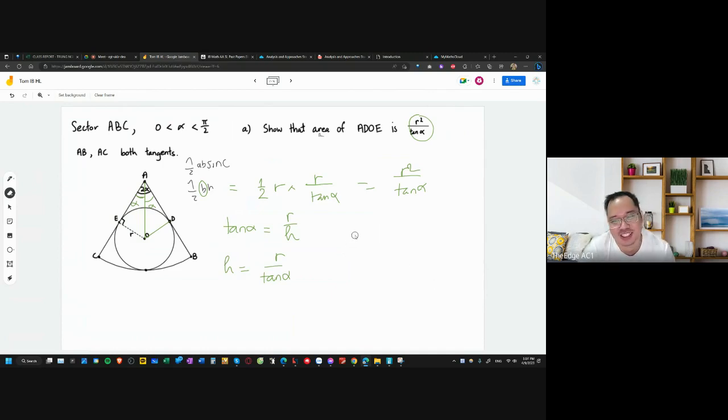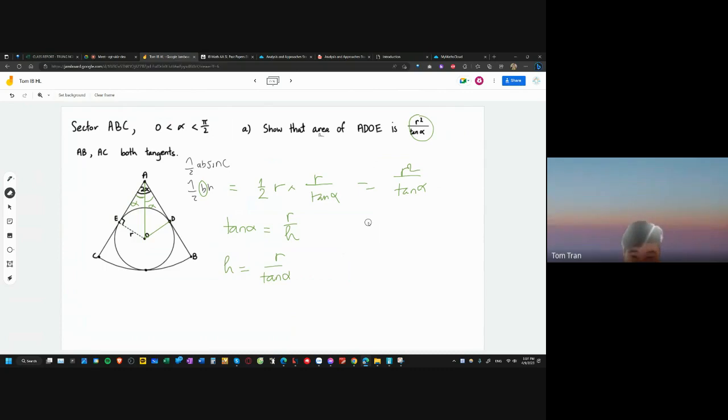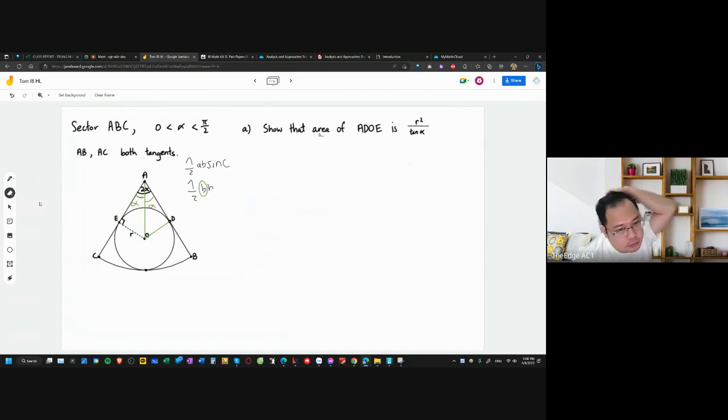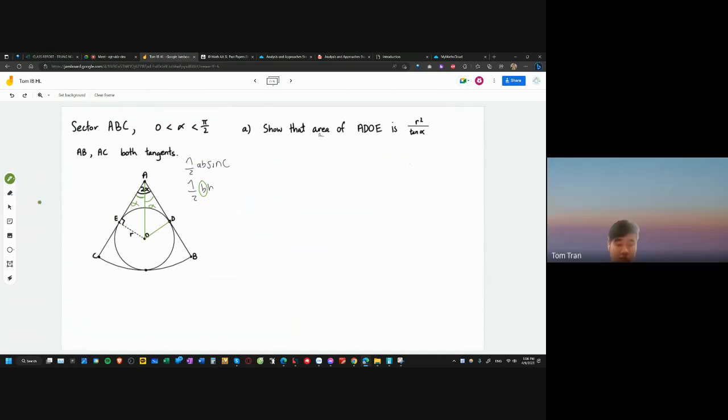So h is like AE, right? Yeah, the height is AE. Okay, erase it. Do it again. We cannot use the first one here because it's harder. Actually, it is still possible to do it, but a bit harder.